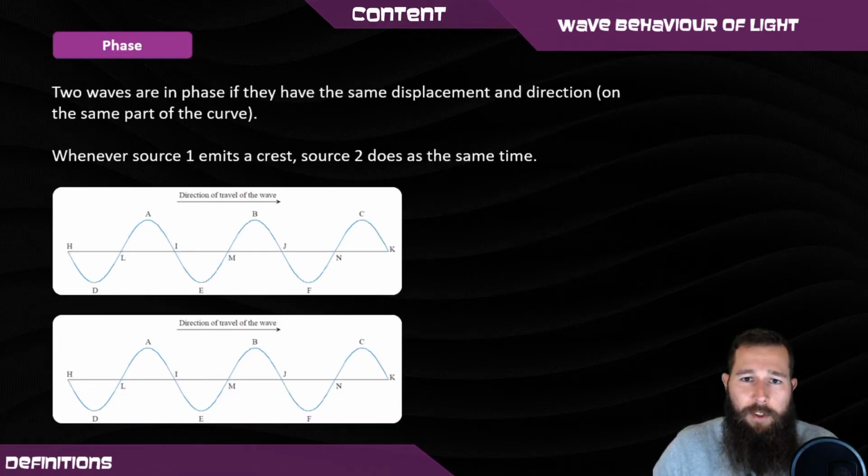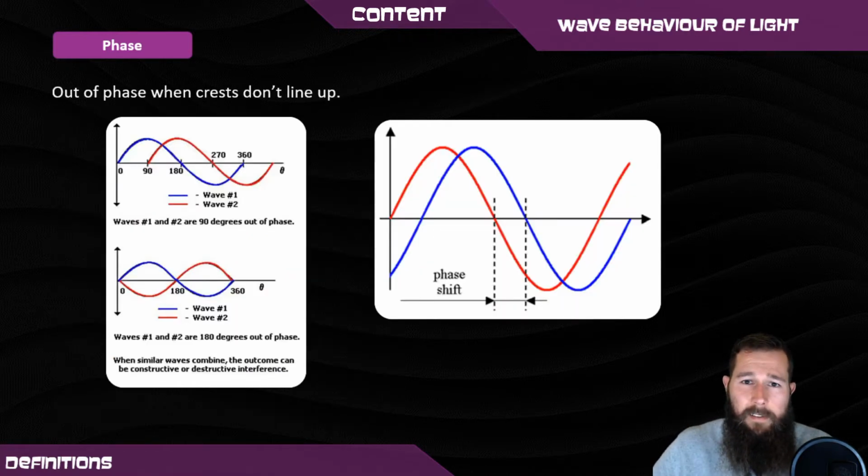Phase is a description that refers to the displacement and direction of two different waves. So if they have a relationship where both emit a crest and both emit troughs at the same time, they can be considered in phase. It doesn't matter so much about the amplitude, it's just if they're emitting crests and troughs at the same time. And in order for this to be true, they have to have the same frequency and the same wavelength. Now, two waves are out of phase when the crests and troughs don't line up.